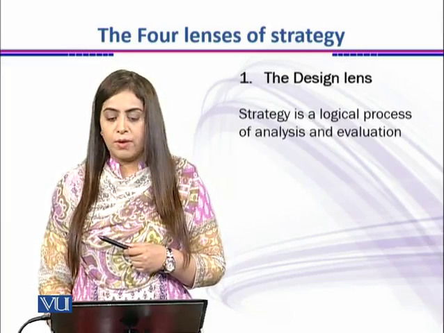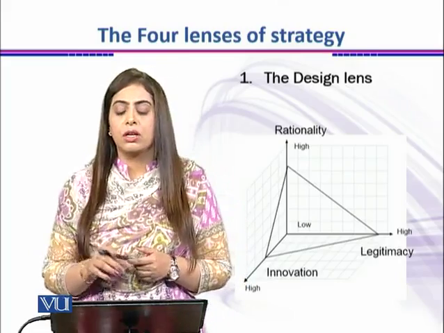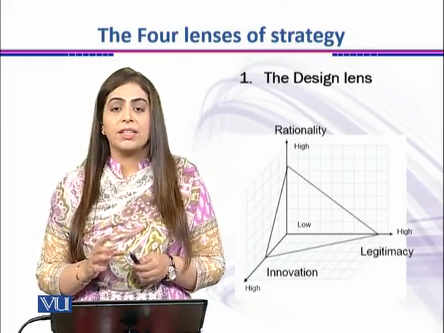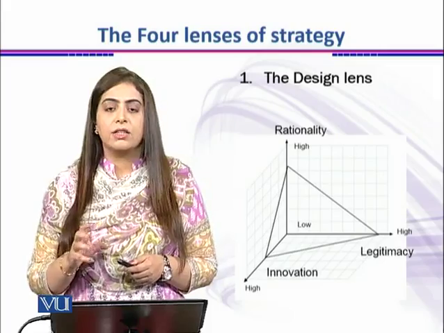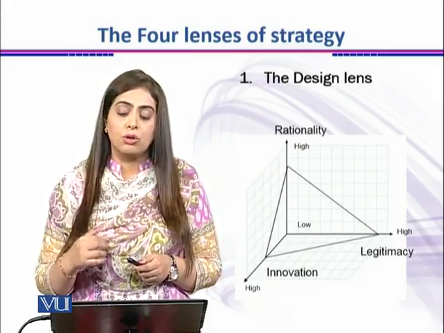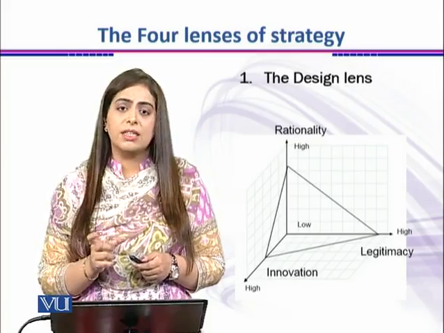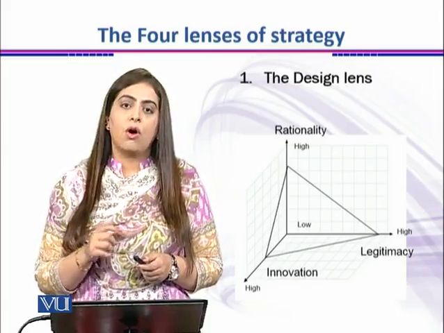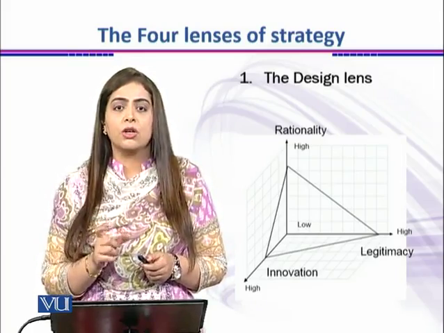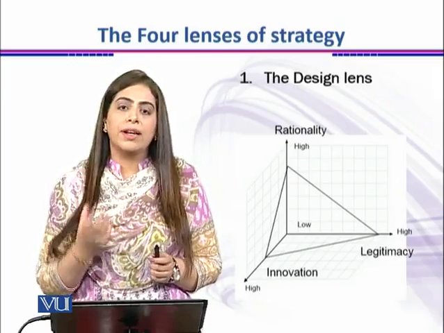So when we map the design lens on these three axes, we see that legitimacy is very high. Why is legitimacy very high? It means that it is following the rules and procedures. And the second thing is that rationality is also high, between medium and high, which means that rational decision making is there, which we have already discussed in this video: managers and CEOs are assumed to have a particular set of information, and they rationally evaluate that information to make a strategy.